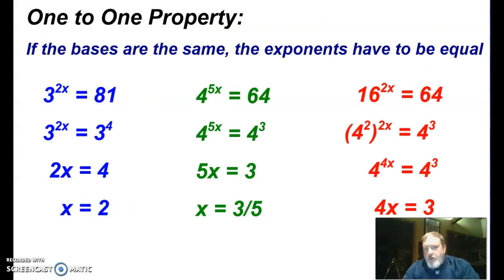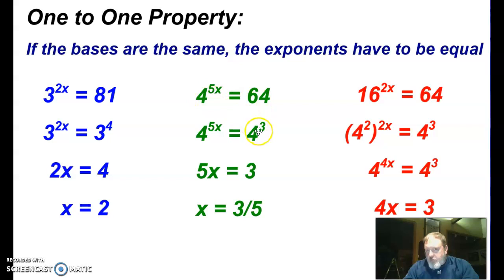All right, so the one-to-one property, I kind of hinted at this before. If the bases are the same, the exponents have to be. So what happens is you're typically changing one side. So 3, we're not going to mess with that, but 81 I can write with a base of 3. That's 3 to the 4th. And now that these bases are the same, the exponents have to be, so 2x equals 4, and thus x equals 2.